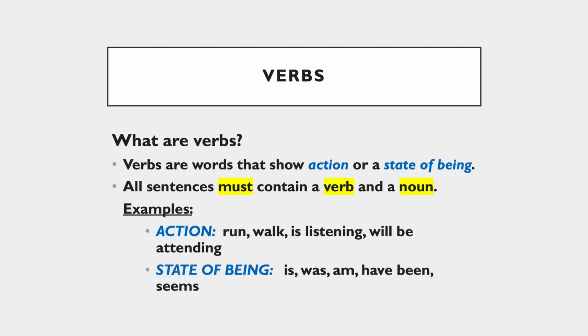Examples of action verbs: run, walk, is listening, will be attending. Examples of state of being verbs: is, was, am, have been, seems.